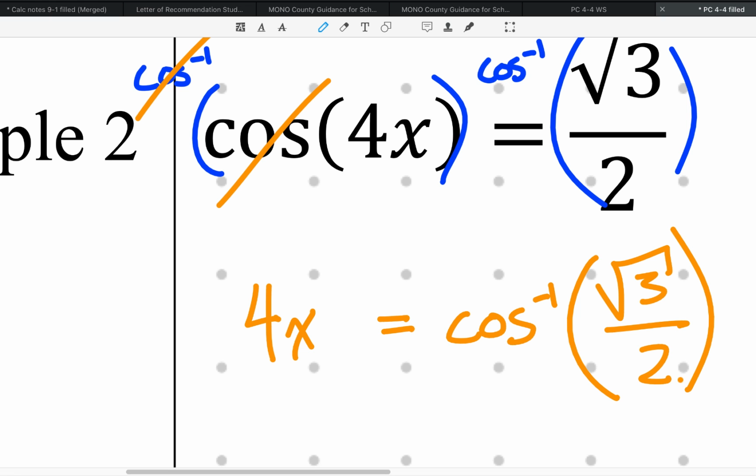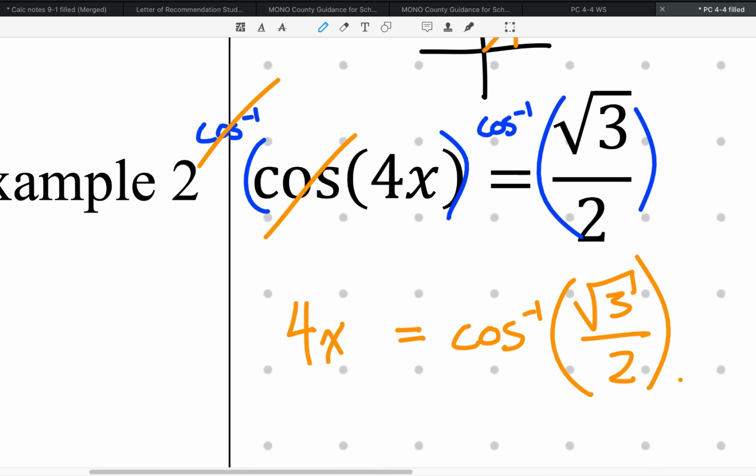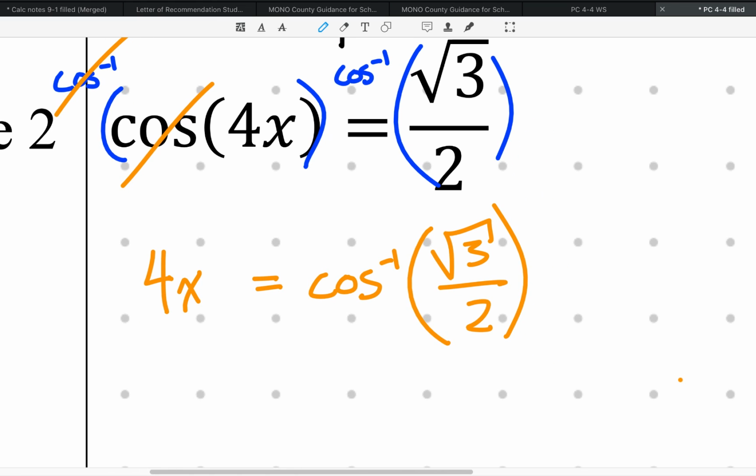All right. There's a lot of different directions you could go here. You could try to divide both sides by 4 right away. I think it's easiest to first find this. What is arc cosine of root 3 over 2? So you guys are going to help me. Again, this is reviewing the last lesson, which was a few days ago.